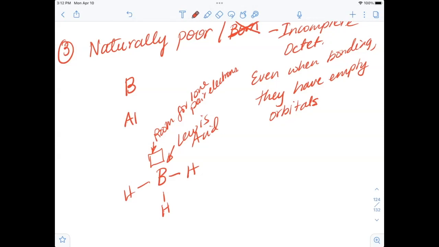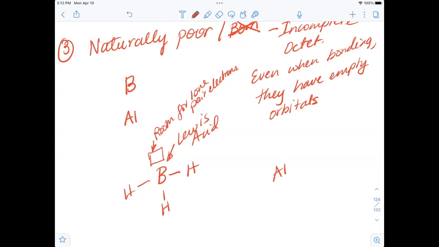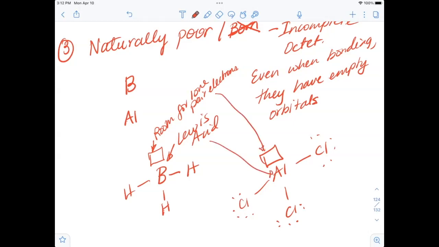Another one, aluminum. I'll put aluminum chloride, AlCl3, with the three chlorines and their lone pairs. Emptiness here. Once again, room for electrons. This is a Lewis acid. It is what it is. That's just how it came into the world, right? Aluminum comes in and has an emptiness in here.